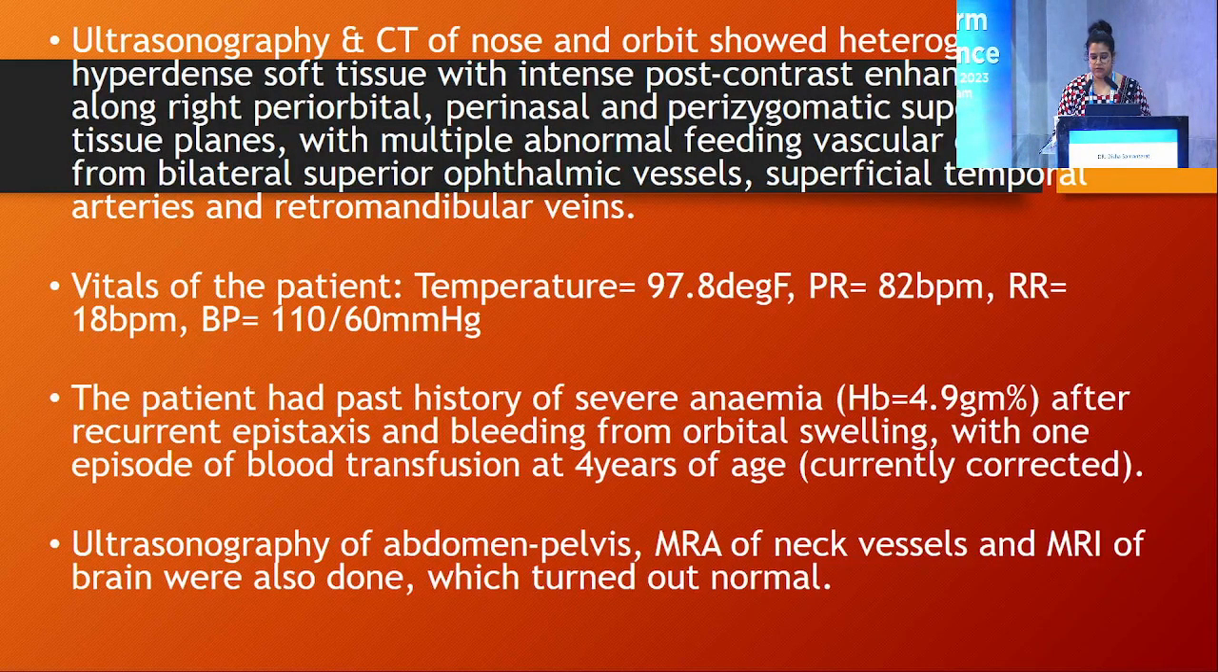On ultrasonography and CT of the nose and orbit, we found heterogeneous soft tissue growth with multiple feeding channels from the superior ophthalmic, superficial temporal, and retromandibular vessels. The vitals of the patient were normal, so were the ultrasonography of abdomen, pelvis, MRI of neck vessels, and MRI of brain. But the patient had a history of severe anemia at 4 years of age with 1 episode of blood transfusion.